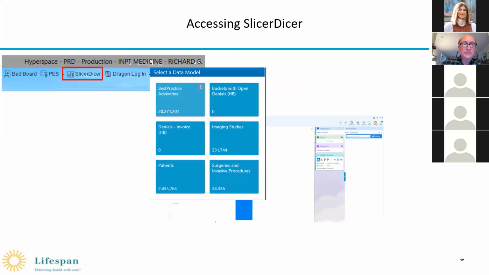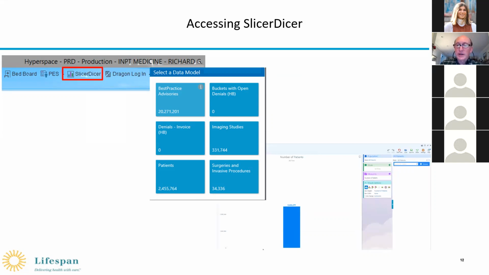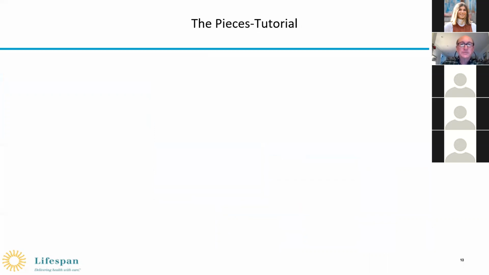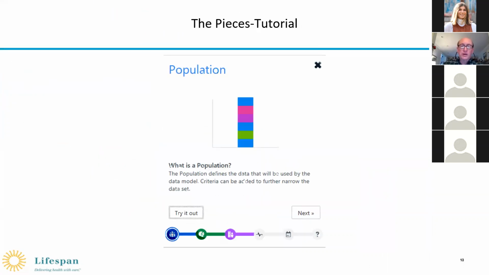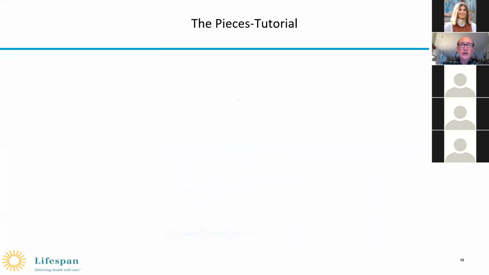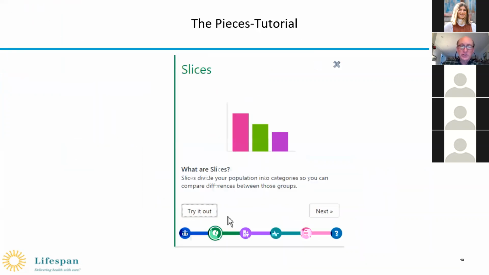Here's the menu selection, okay? And then this is what you see. This is the patient's model. It's a little bit small, and I'll show it to you blown up in a little bit. But what you're seeing there is 2.4 million patients that are in our system that you have the opportunity to write queries against. And you can see what I mean by all the pretty colors. There's a tutorial, and it starts out with saying, okay, what is the population you're interested in? And then it talks about slices.